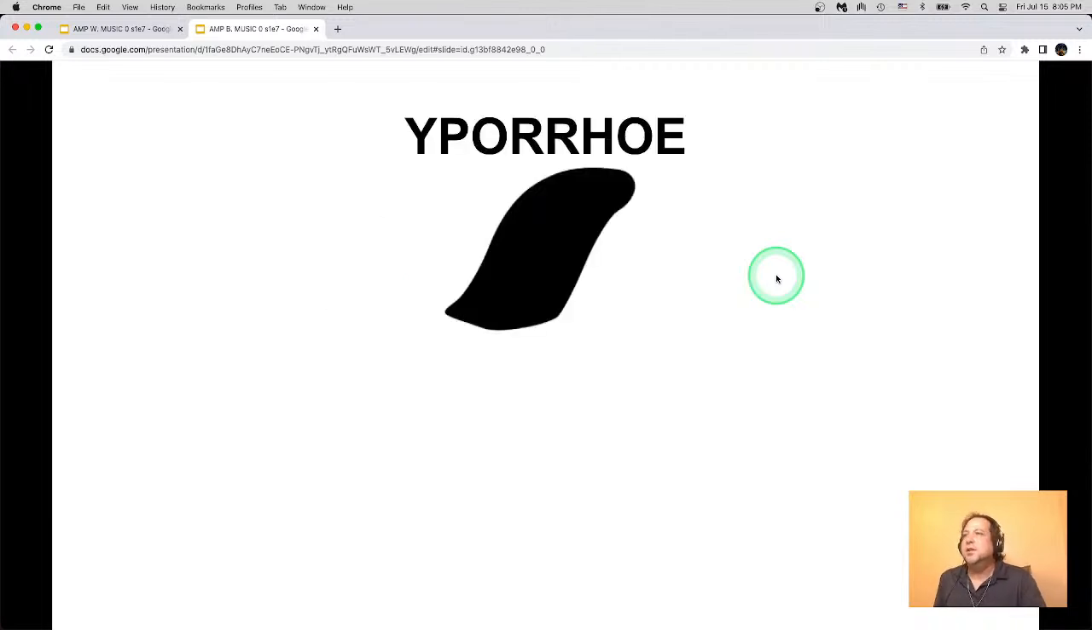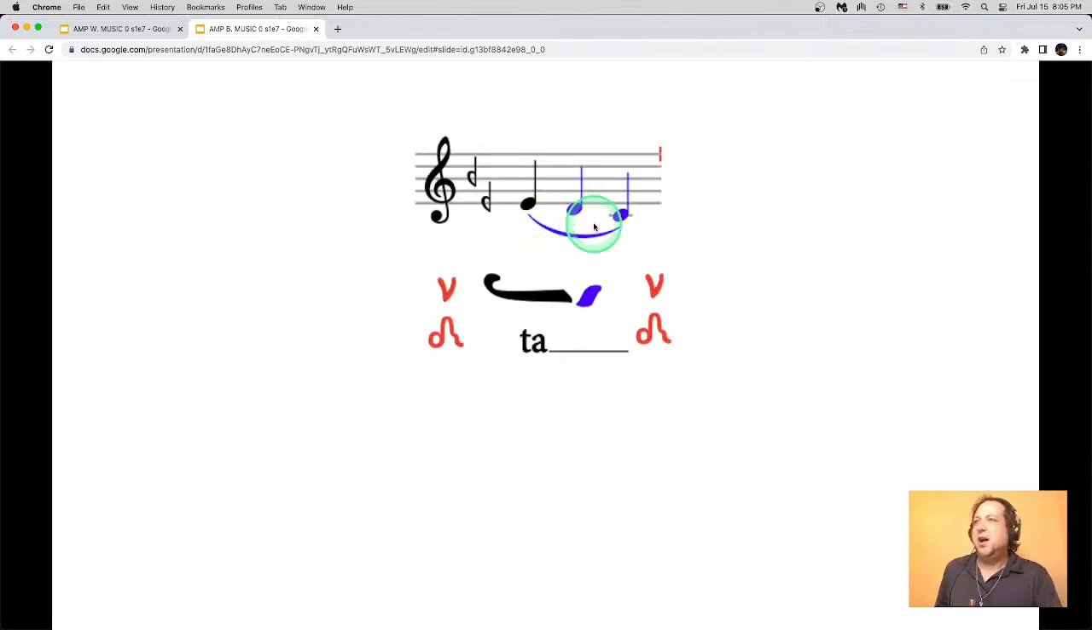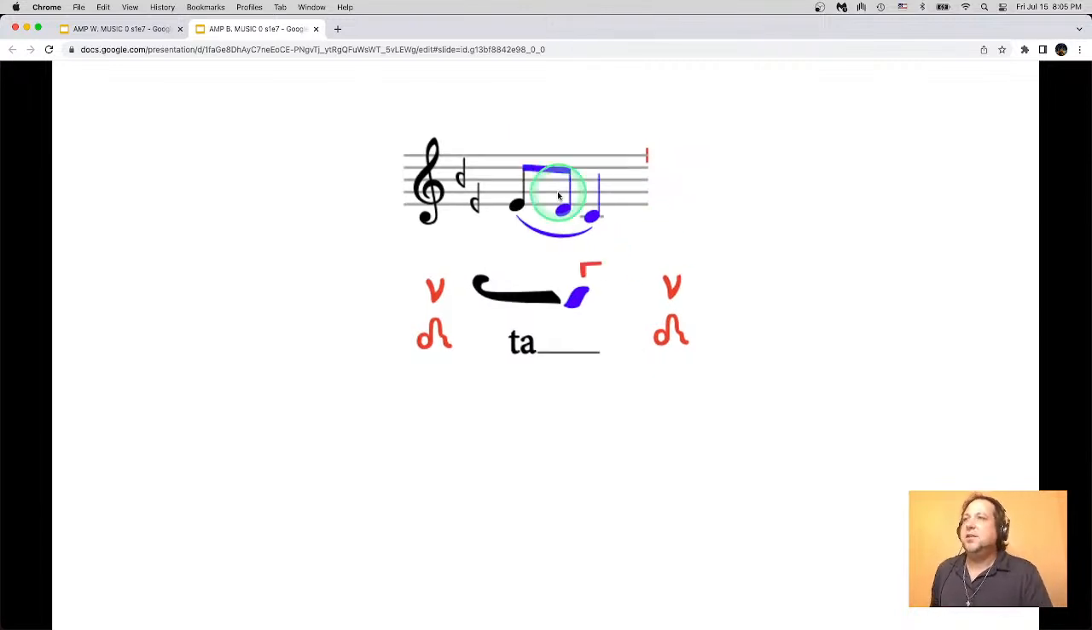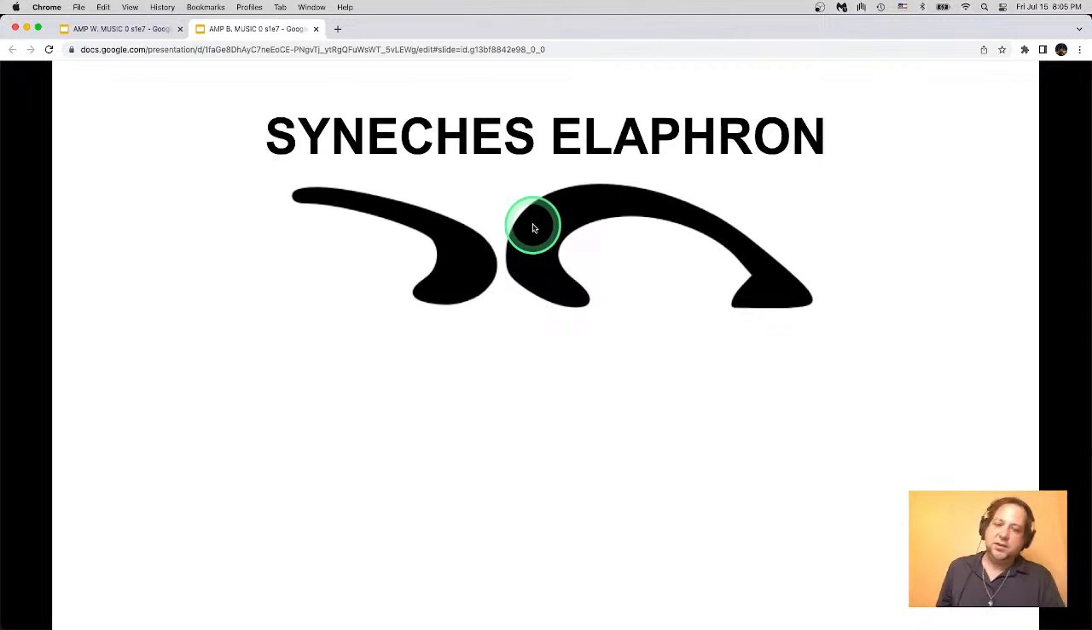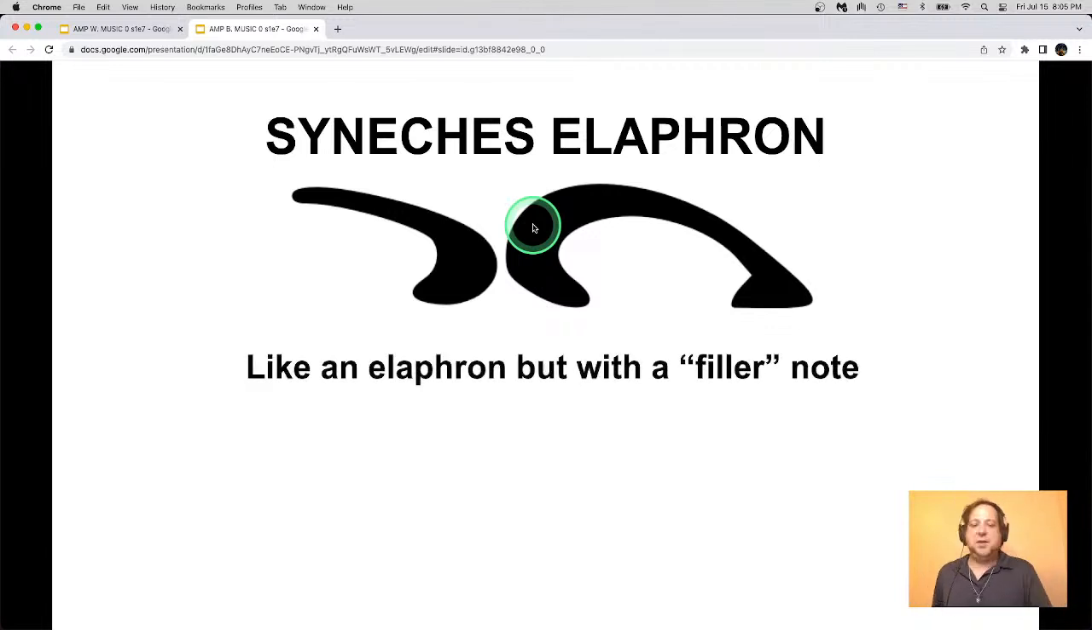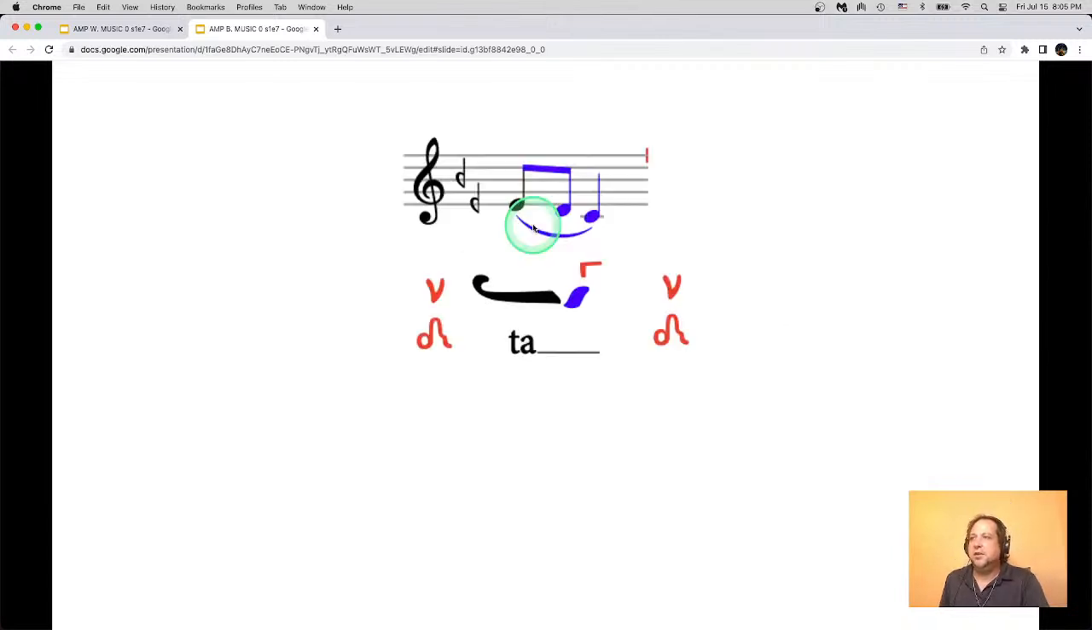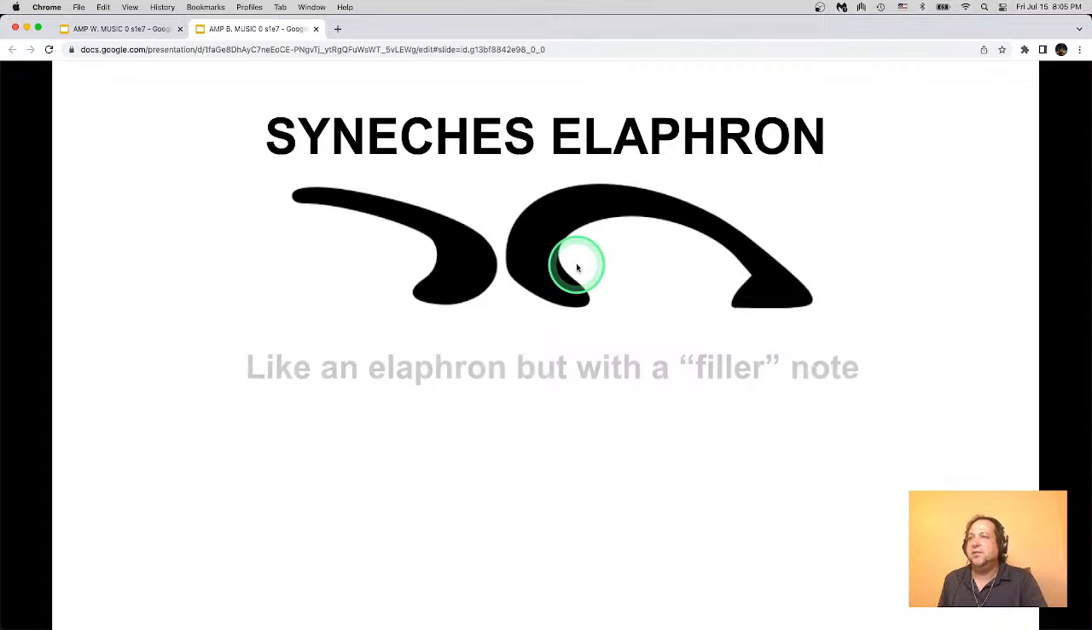Anyway. Special neumes, iporoi. 2 descending notes in succession. It's so that you have the same syllable and you have 2 notes descending. That's pretty much what it means. You'll see it a lot of the time. Going down with the gorgon on top of it. Syneches elafron is the same thing as the iporoi, but it's designed to take a new syllable. So it's like an elafron, but it has that quality of the iporoi with the gorgon on top of it. Take a look.